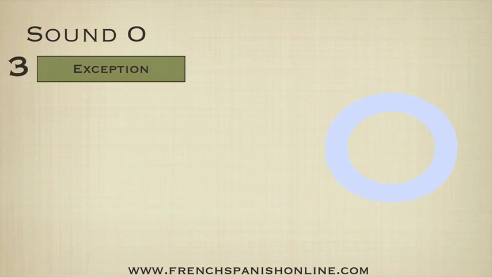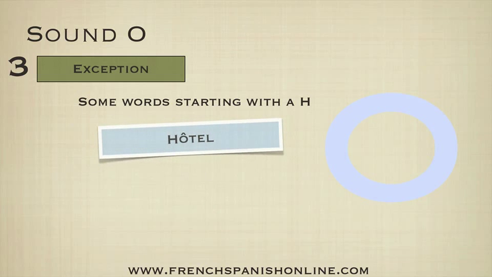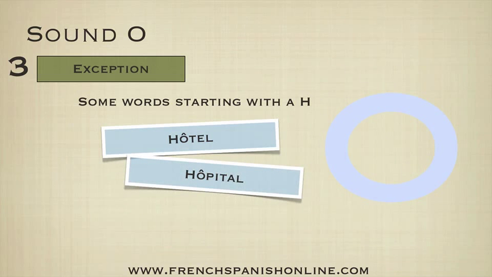There is an exception, of course, with some words starting with the H. This word actually has the same root as hôte, but the first O is the most common, so we say un hôtel. And the same thing for here, un hôpital. In spite of the circumflex accent, we use the first O in French, hôtel, hôpital.